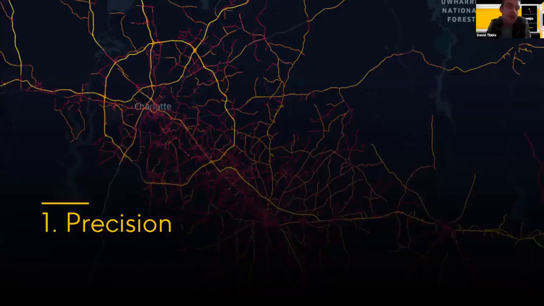One of the key benefits of connected vehicle data is its precision. We've got a really high precision here. We've got 6 decimal places of latitude, longitude. We've got really accurate sensors down to 3 meters accuracy. And that's really important because it means you can see exactly what's going on the road at the moment.